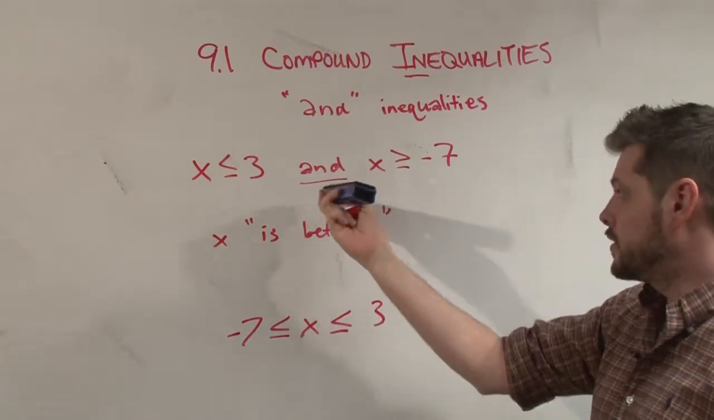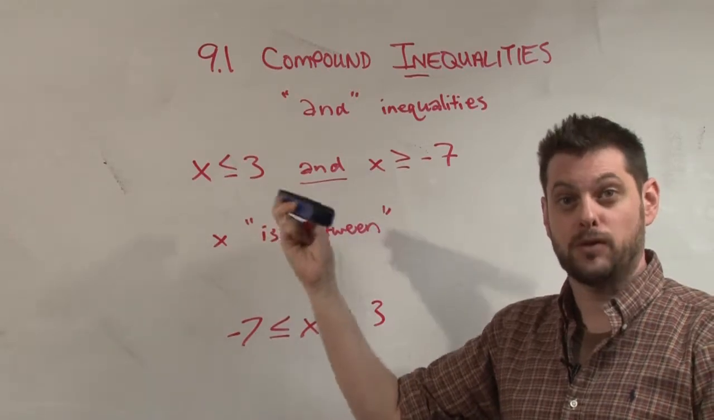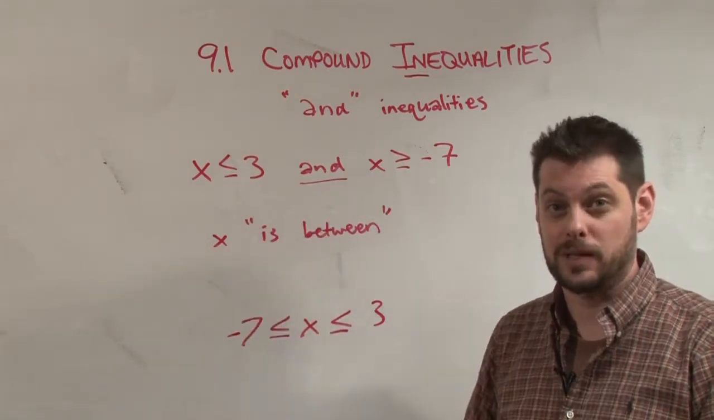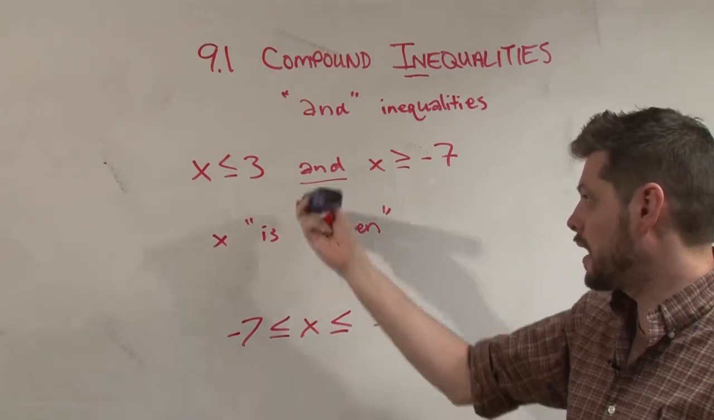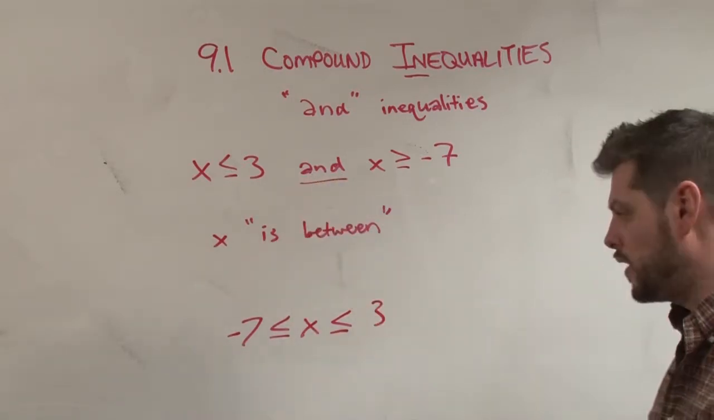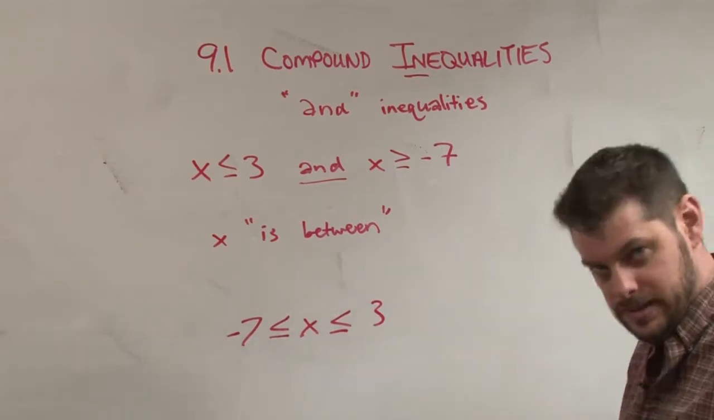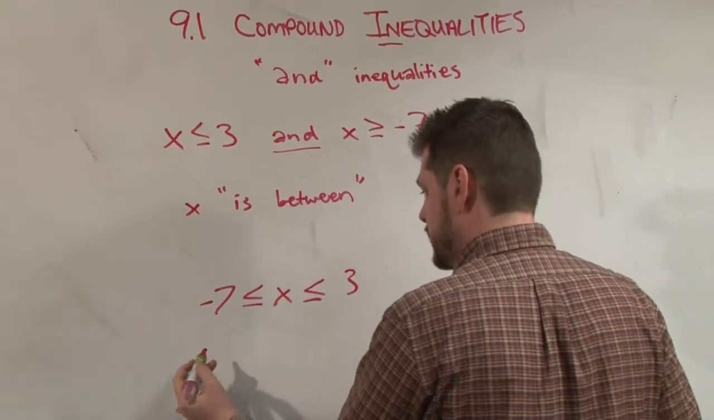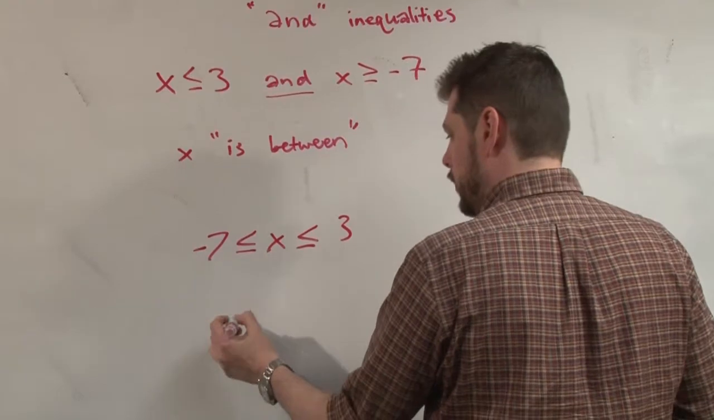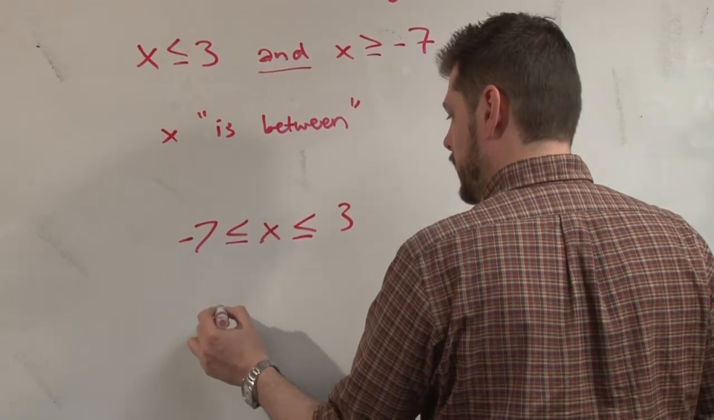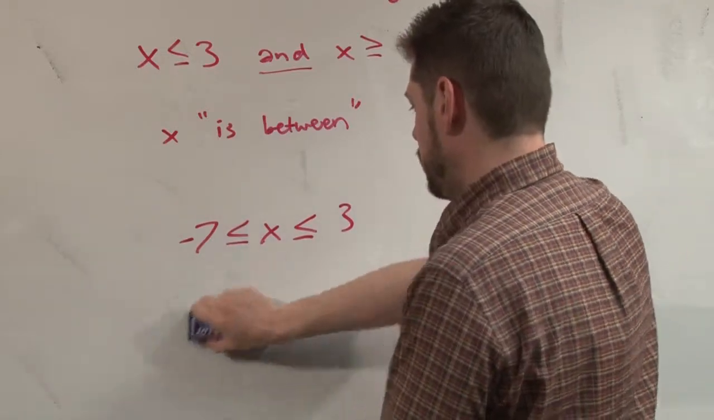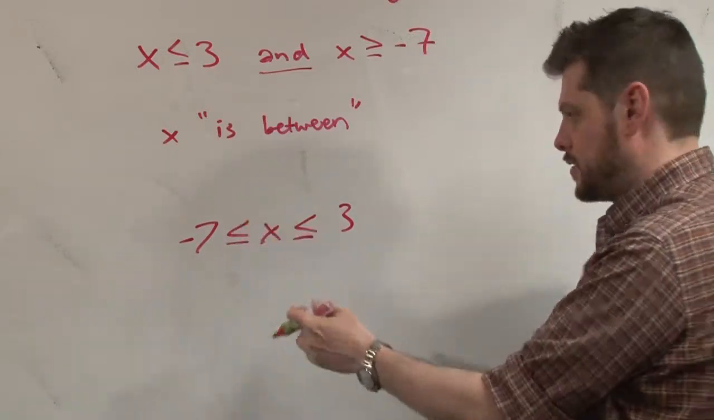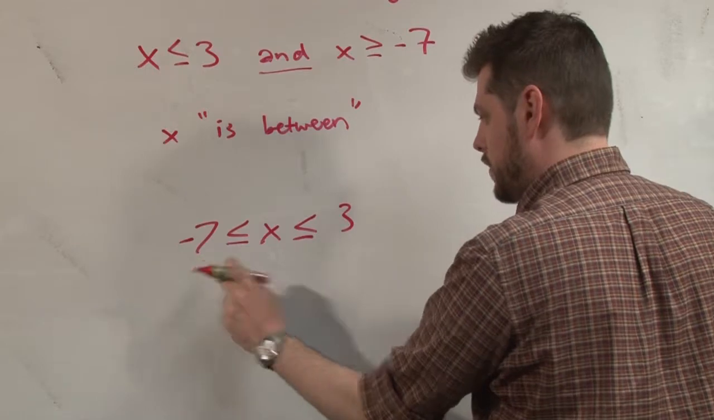You'll see both versions of these in your homework and possibly on your test. This is the same thing as an AND inequality. They can be rewritten. And our solution set is the same set that we had last time. Remember, it was all the numbers between. Well, this is the answer, right? Written like this, you can see what the solution is. It's all the numbers between -7 and 3.